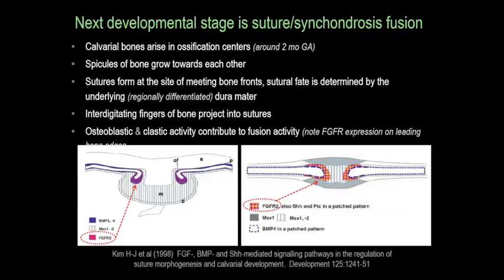Calvarial bones arise in ossification centers around 2 months gestational age, and spicules of bone grow towards each other. Sutures form at the site of meeting bone fronts, and sutural fate is determined by the underlying regionally differentiated dura mater. Interdigitating fingers of bone project into the sutures, and the osteoblastic and osteoclastic activity contribute to fusion activity. I want you to note the FGFR expression on the leading bone edges here and here, and remember this because that's going to be important in some of the syndromes we see later on.